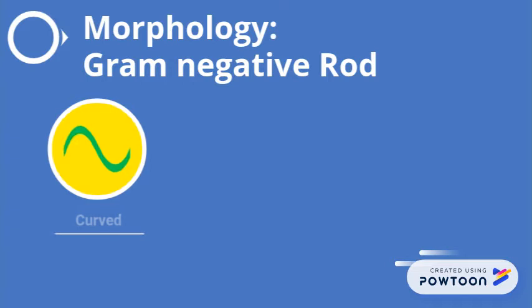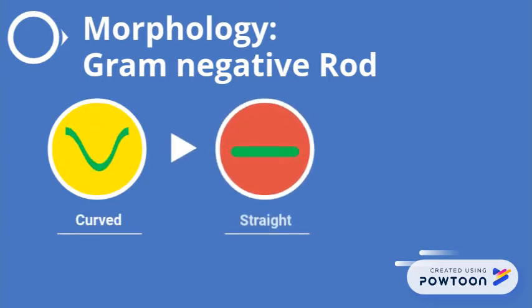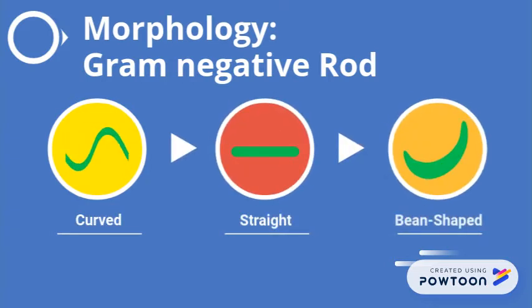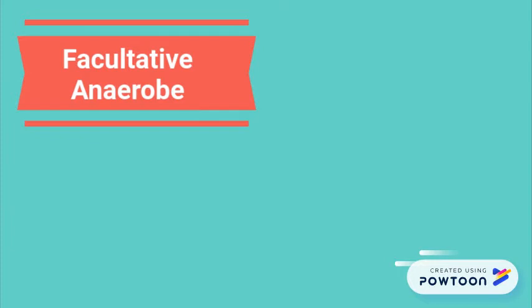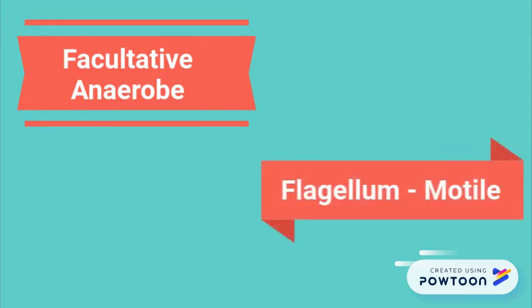Pseudomonas is a gram-negative rod-shaped bacteria. It can take on curved, straight, or beam-shaped morphologies. Pseudomonas is a facultative anaerobe, meaning it can survive in low oxygen environments. Because of this, it is able to survive in many different places. It also contains a flagellum, allowing it to be mobile and infect many different parts of the body.